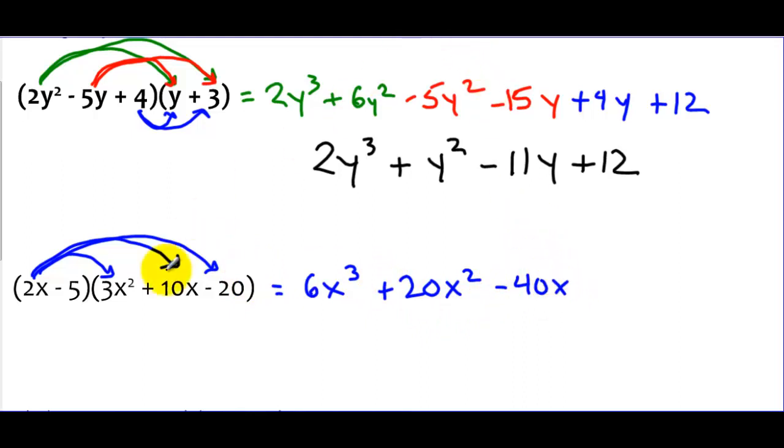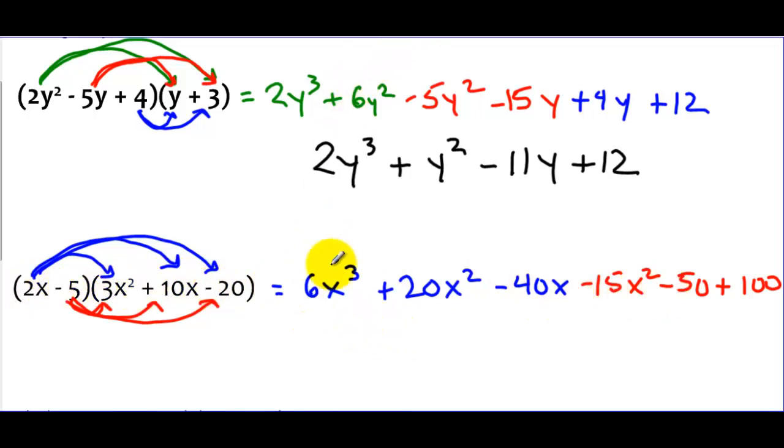And then I'm going to do the same thing with the negative 5. So again, don't forget that minus sign. Negative 5 times 3x squared is negative 15x squared. And I'm going to continue. Negative 5 times 10x is negative 50x. And negative 5 times negative 20, I'm going to squeeze in here at the end, is plus 100. Okay? So again, I have 6 terms, which came out of a 2-term times a 3-term.